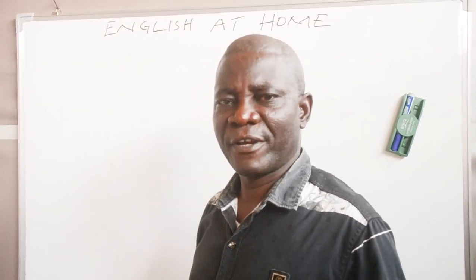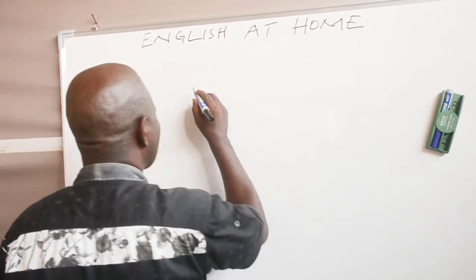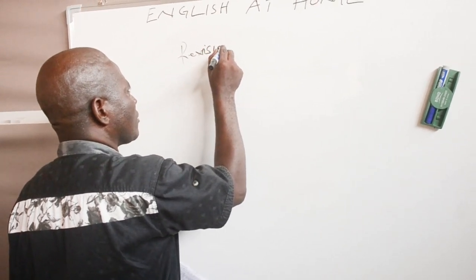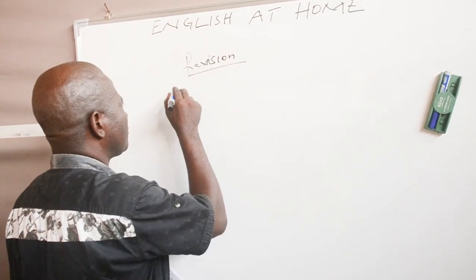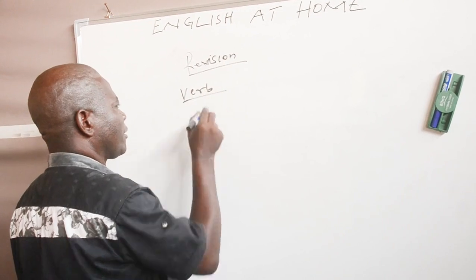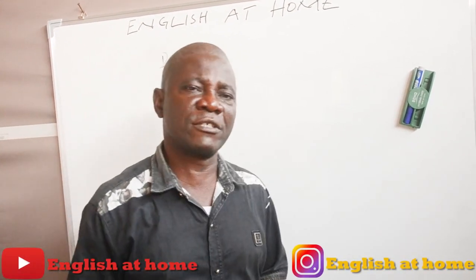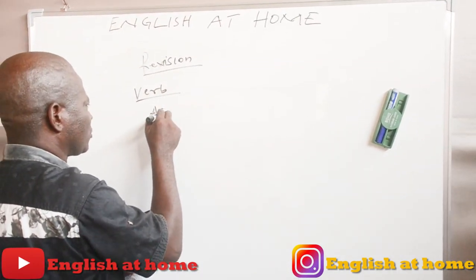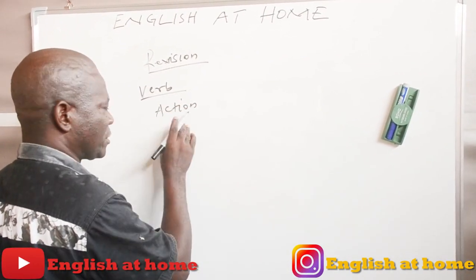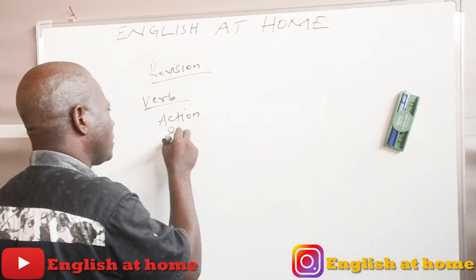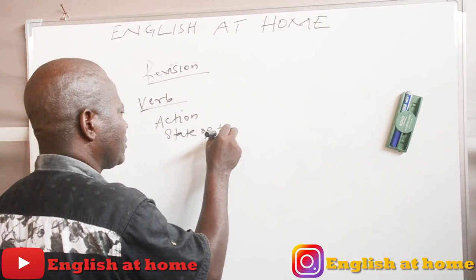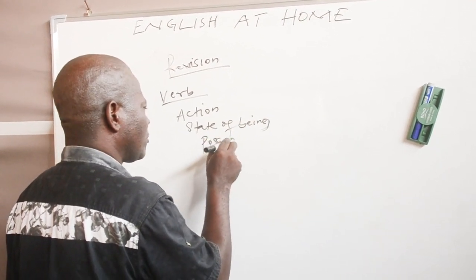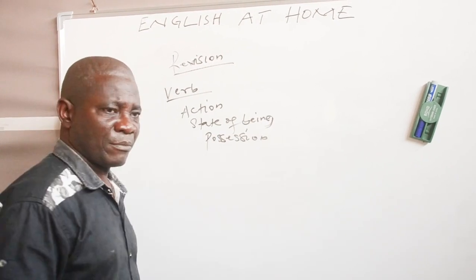Last week we talked about the verb and the adverb, so we're going to do a very little revision. We'll use a few minutes to revise last week's work. We define the verb as a word used to express action, a state of being or possession. A verb expresses action, or expresses state of being, or expresses possession.